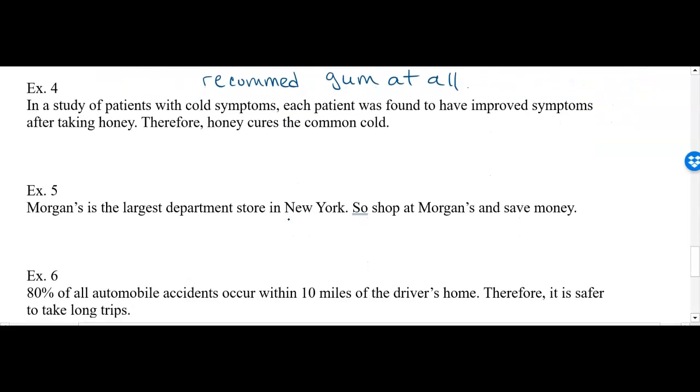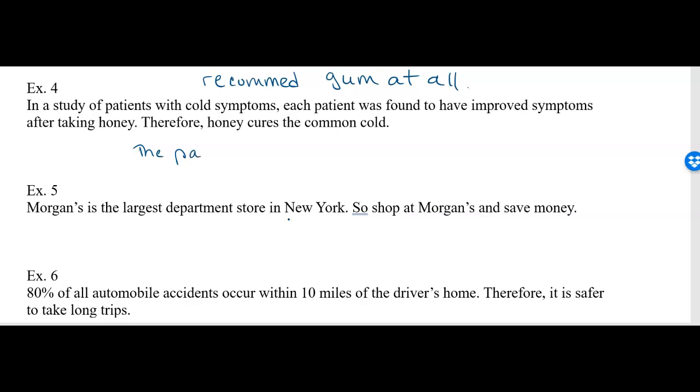Example 4: in a study of patients with cold symptoms, each patient was found to have improved symptoms after taking honey. Therefore, honey cures the common cold. Okay, well, what if the patients may have improved on their own without taking honey? Your cold virus will improve each day. So what if it was just a coincidence? What if the two were not even related?